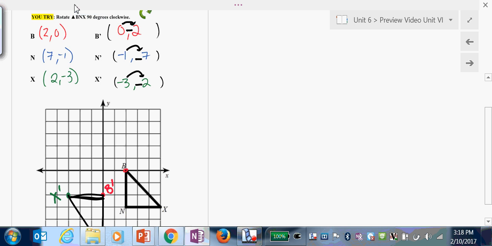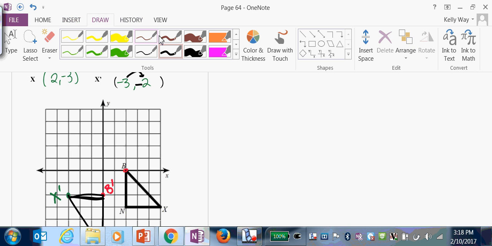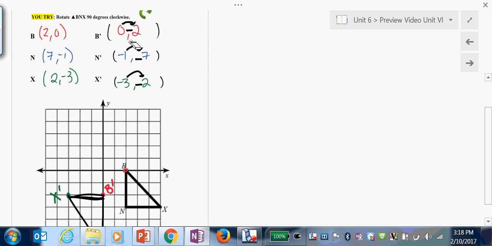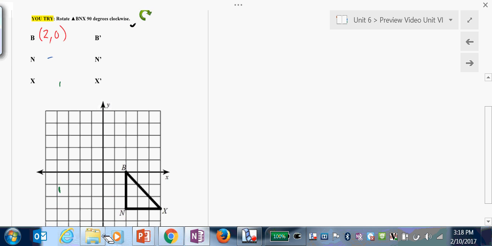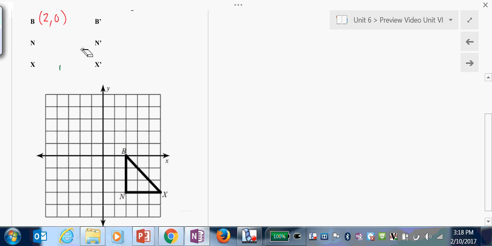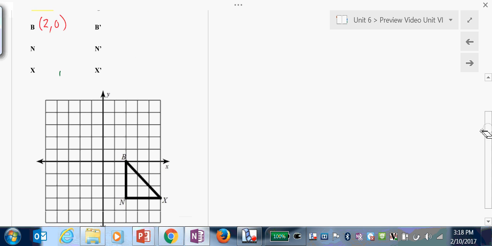Hang on, students. Let me double check this. I was actually using the old points. So if your answers are different than mine, you were probably correct. Let me redo this whole thing. I was using my old points from the previous diagram. So now I'm going to be extra careful here.